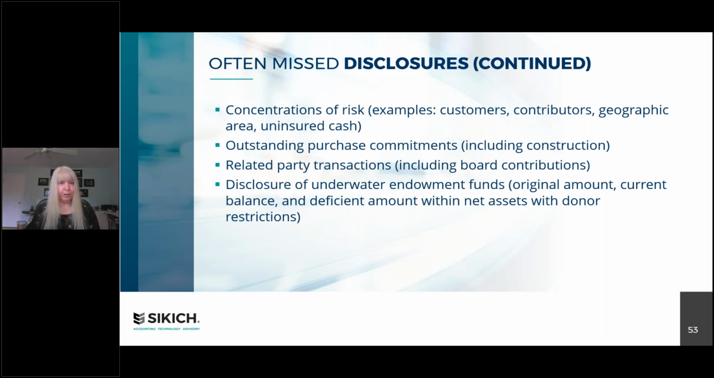Sometimes the rationale is that they're immaterial, but while they may be immaterial from a quantitative standpoint, they may not be immaterial to a reader from a qualitative standpoint. So make sure you're thinking about whether you've appropriately disclosed related party transactions. For those not-for-profits that have endowments, disclosure of underwater endowment funds was a relatively new requirement. You're required to disclose the original amount to be held in perpetuity, the current balance, and the deficient amount that's within net assets with donor restrictions.